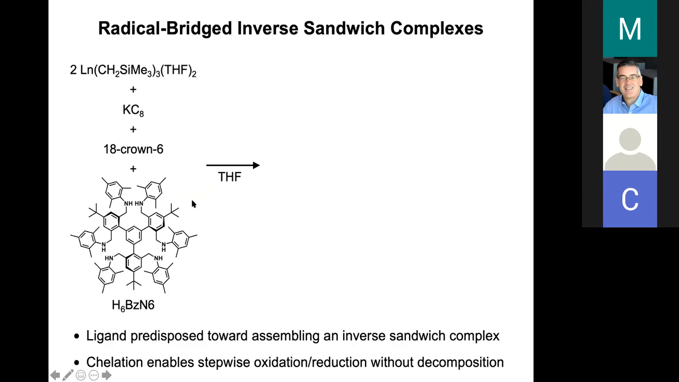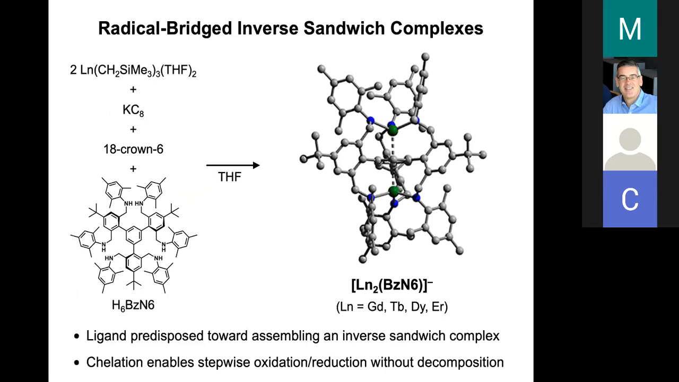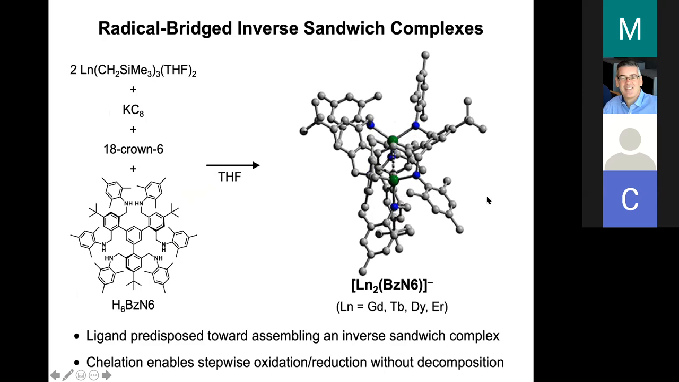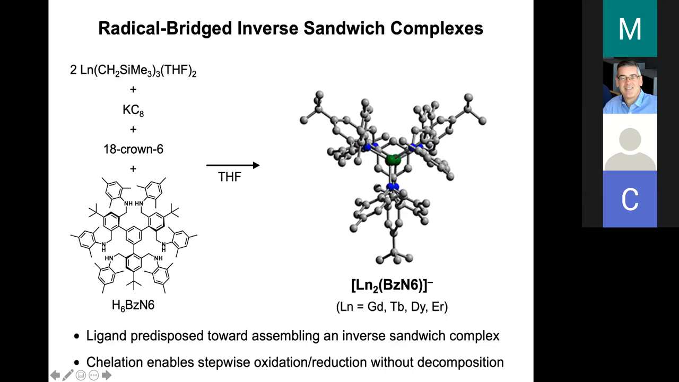And the way he did it was by designing this ligand. So this is a ligand that's designed to, and predisposed to, coordinate two lanthanides on either side of a benzene ring. And so he's going to react this new ligand he designed with two lanthanide ions. This is a crown ether that will coordinate the potassium. And this is a strong reducing agent, potassium graphite. And this all comes together to create this molecule shown here.